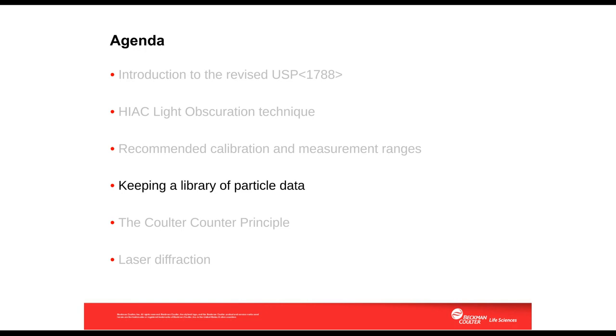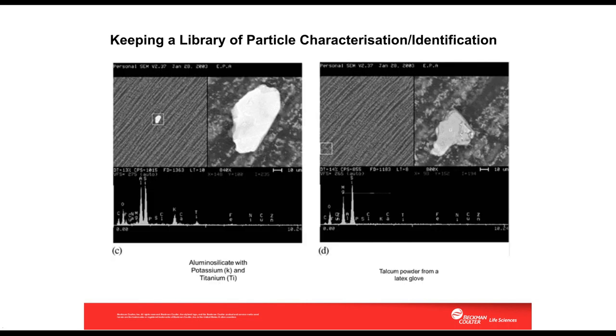So, onto the recommended library of particle data. As can be seen by these images from a scanning electron microscope, particulates are very rarely uniform in shape. They're not spherical. 1788 recommends a strategy of a holistic use of a HIAC and orthogonal test methods right from drug development and continuing to final product QC in production in order to build a library of reference particle data to help technicians with particle classification, risk assessment, and even identification of these particle substances.